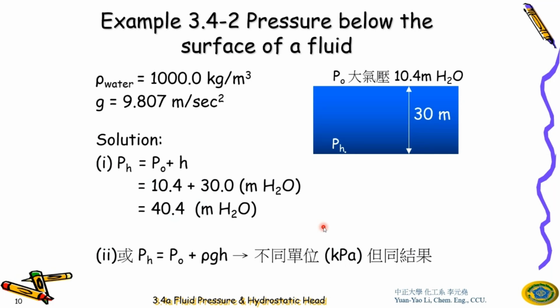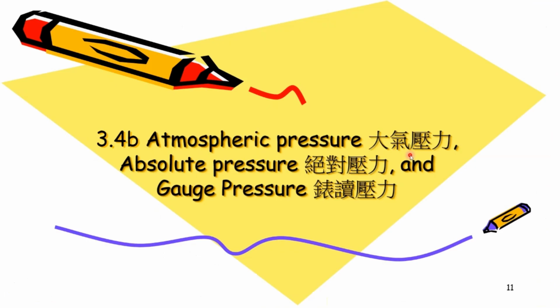Right, so this is an example of the pressure below the surface of fluids. You have atmospheric pressure, and you use water as a unit, right? So H2O here, 14.4 meter. You don't use millimeter mercury, you use water, so the head will be different. And you have 30 meters of water here. So I'm sure you can find out the pressure at this point.